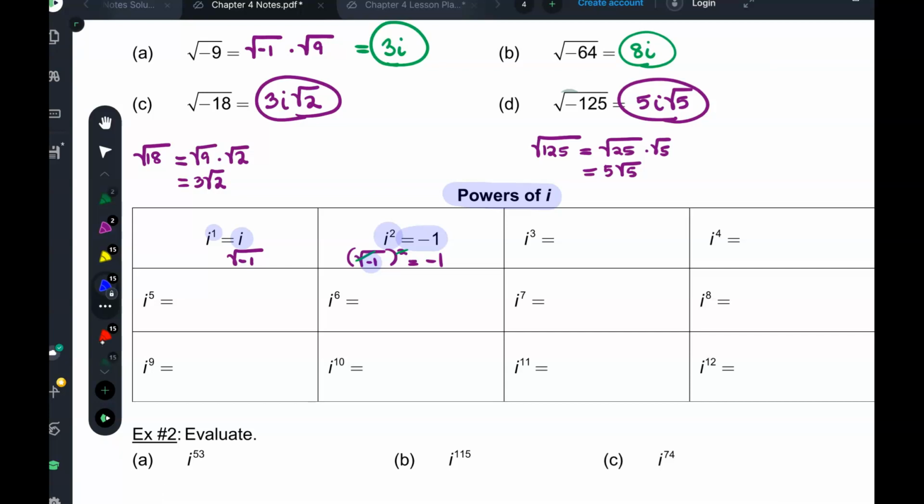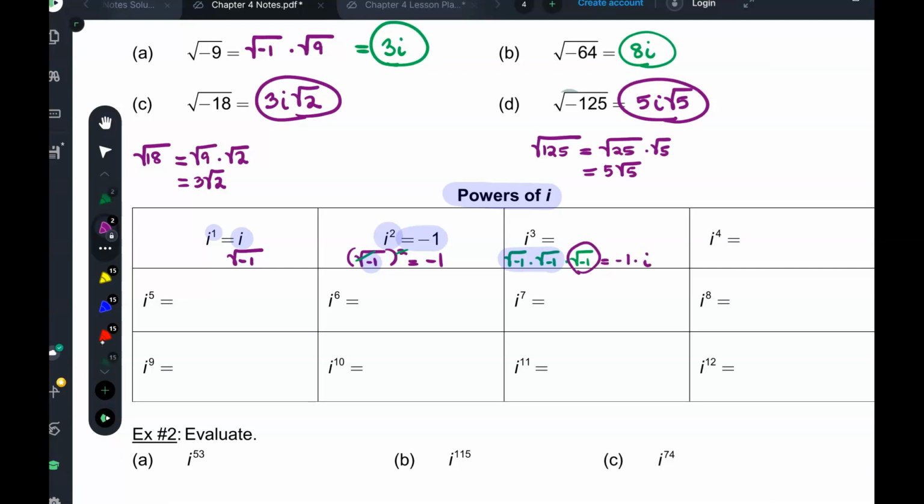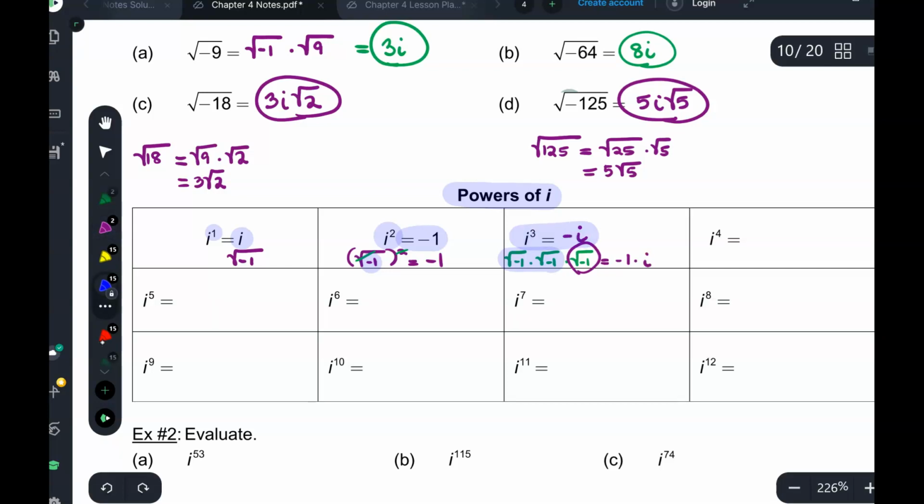Okay, so think about i to the third. Now what do we have? We have basically the square root of negative 1 times the square root of negative 1 times the square root of negative 1. Well, that's going to give us negative 1. And then remember, this is our imaginary unit. So negative 1 times i, which will be negative i. So i to the third gives us negative i.